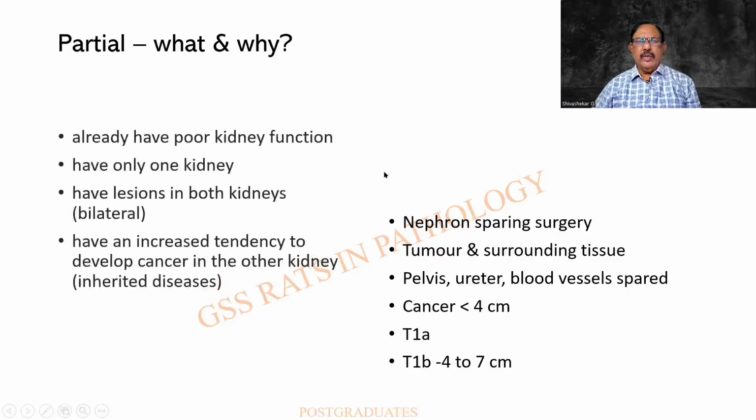There is another reason also, common sense. The kidney already has got a poor function. The entire kidney cannot be lost. And the patient has got only one kidney. Or there might be lesions in both the kidneys bilaterally. And there is an increased tendency for the patient to develop a renal cancer due to inherited diseases. In all these conditions, you find that a partial nephrectomy is justified.